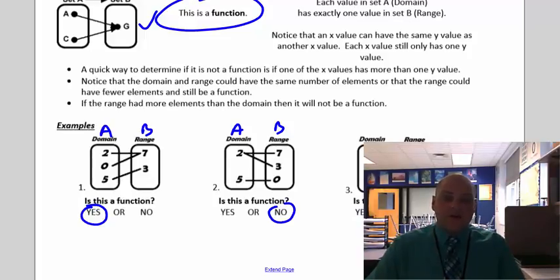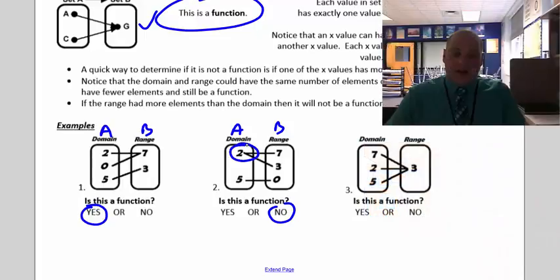And then in this one here, 7, 2, and 5 all go to 3. That's okay, as long as you don't have two arrows coming off of 7. The 7 only goes to one thing, the 2 only goes to one thing, and the 5 only goes to one thing. As long as you don't have this going on, you have a function. So yes, it is a function.